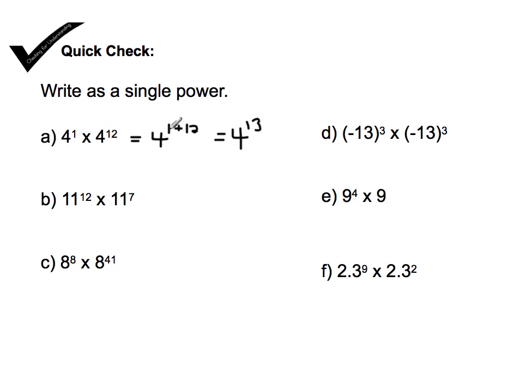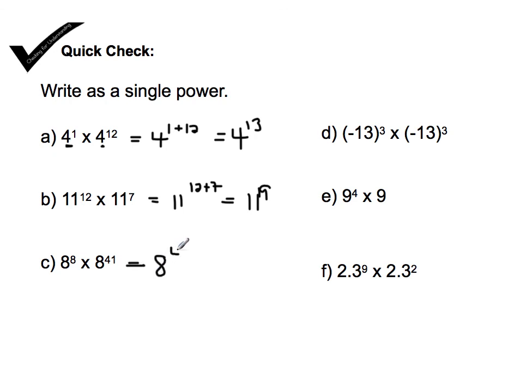Okay, so 1 plus 12. You're multiplying two powers. Your bases are the same, so I can go to my product law, and I have 4 to the 13. I have 11, which is my base. Bases are the same. I'm multiplying powers. Again, it's really important that they're multiplying powers and not adding or subtracting. So I can use the product law. 12 plus 7 is 19, so it's 11 to the power of 19.